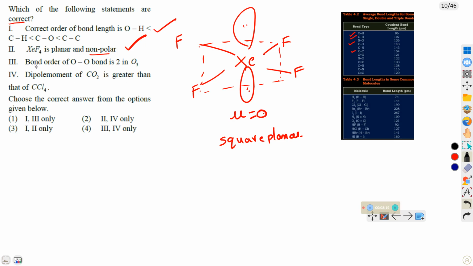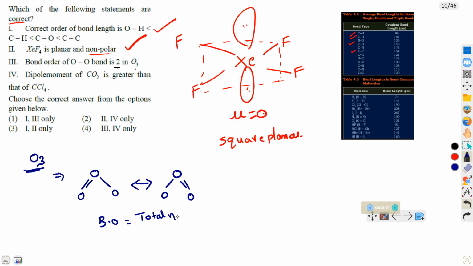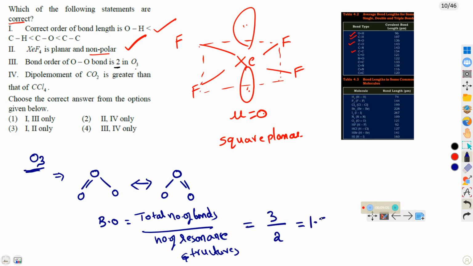Bond order of the O-O bond is 2 in ozone. Calculate the ozone bond order. Ozone's possible structures are resonance structures: O double bond O single bond O, and O single bond O double bond O. Bond order is equal to total number of bonds divided by number of resonating structures, because it is a polyatomic molecule. Total number of bonds 3, number of resonance structures 2, 3 by 2 is equal to 1.5, but here it is given as 2. So this statement is wrong.